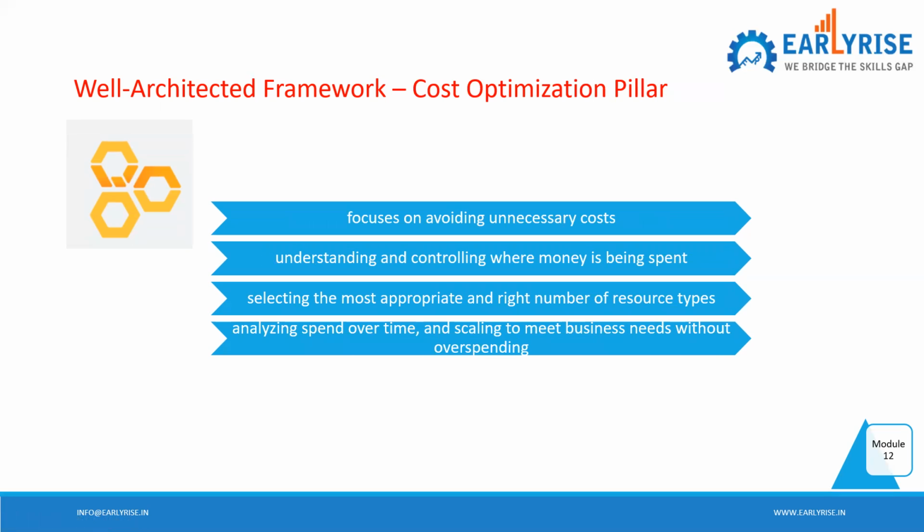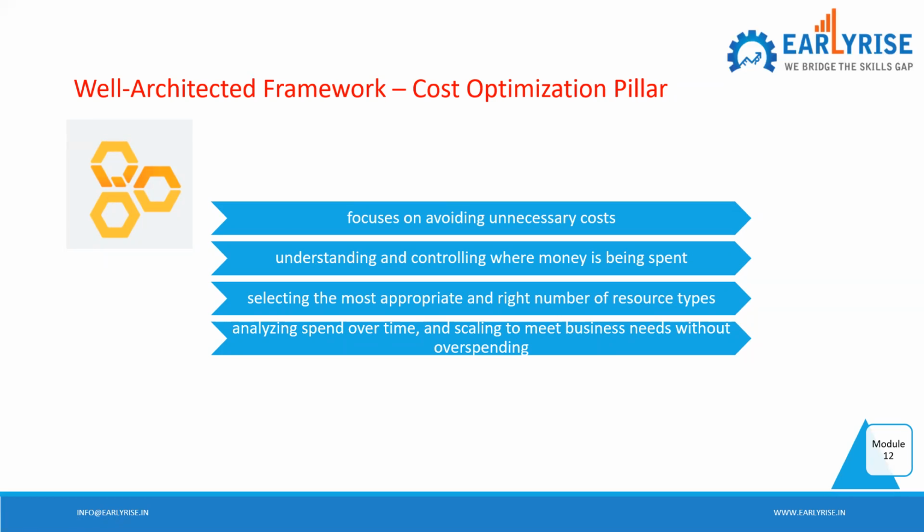Last but not the least, the fifth one, what is that? Cost. Important, right? Very important. So all these 5 things are actually pillars. All of them are important.